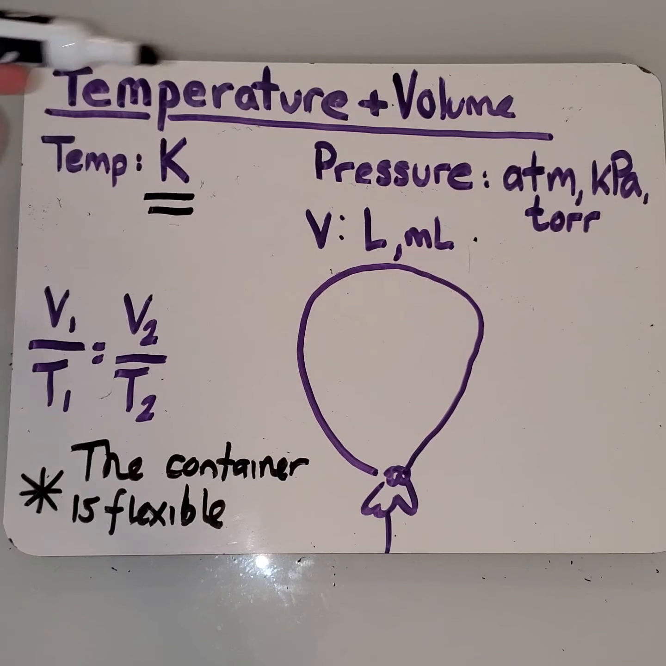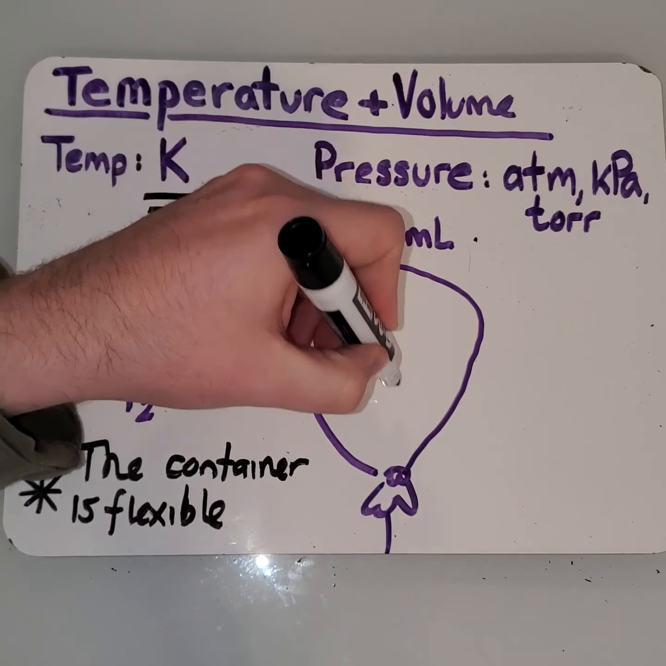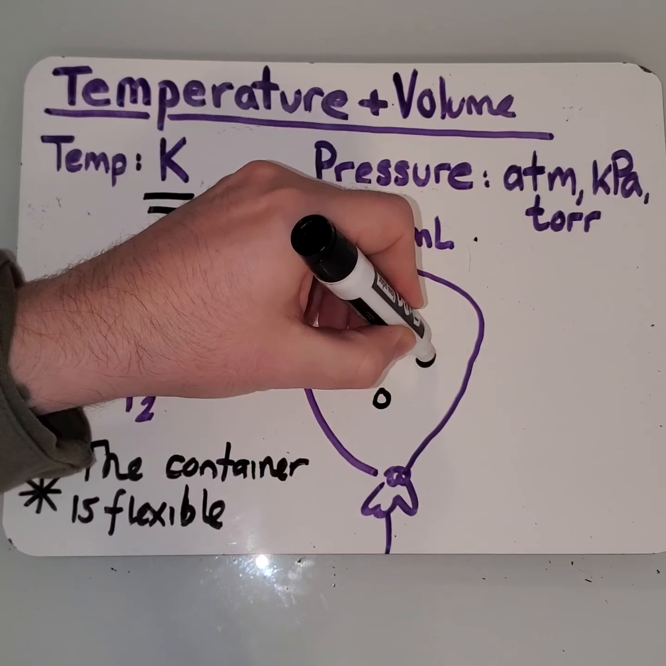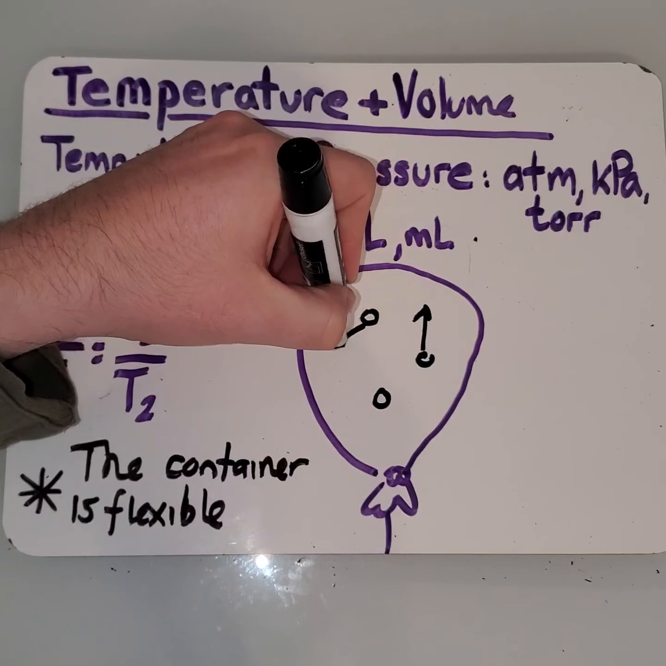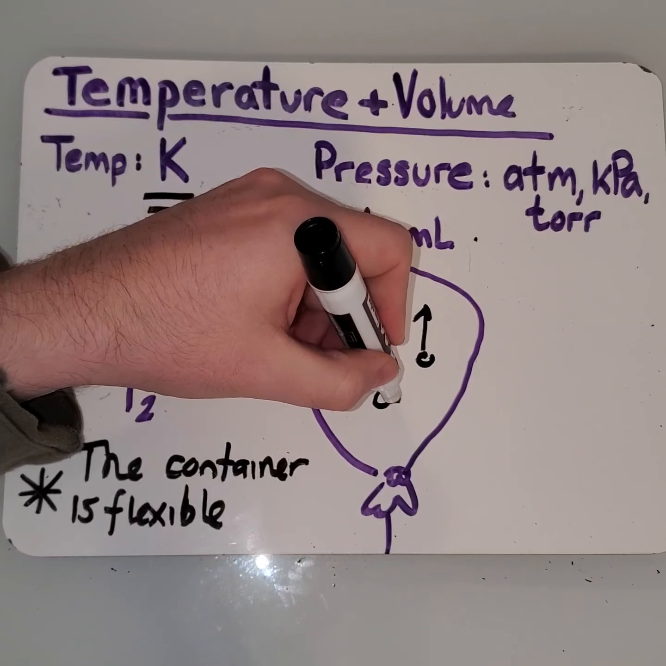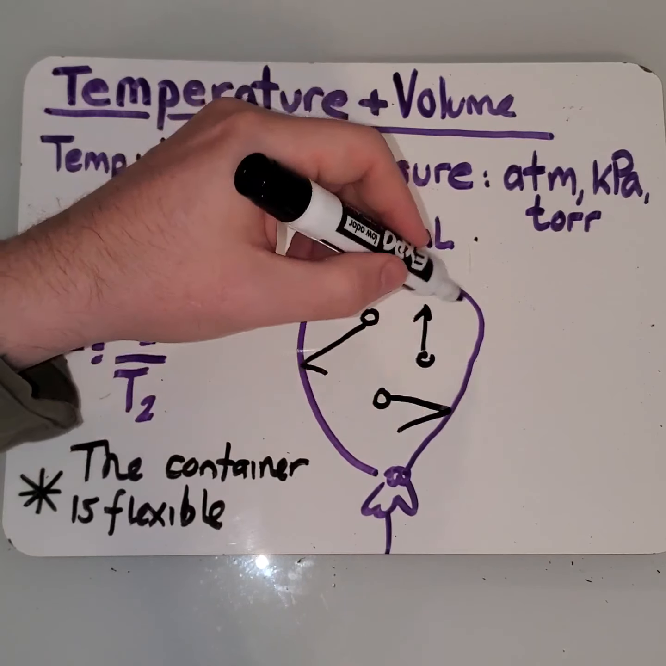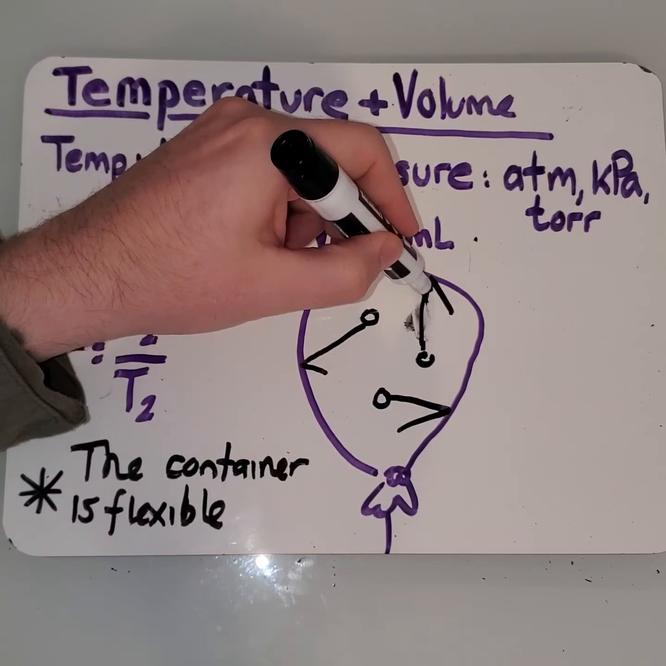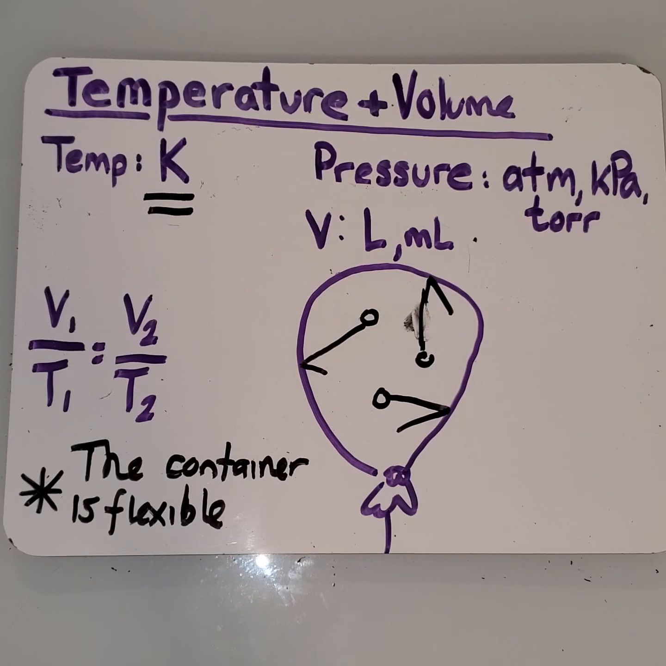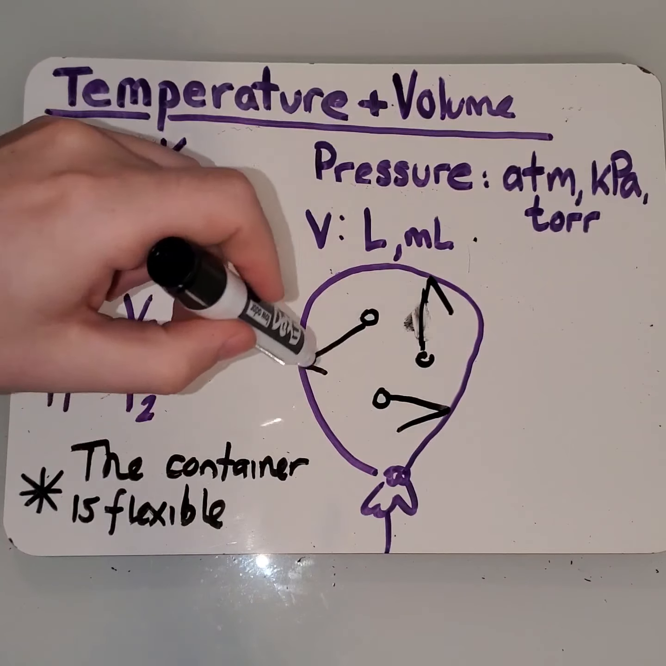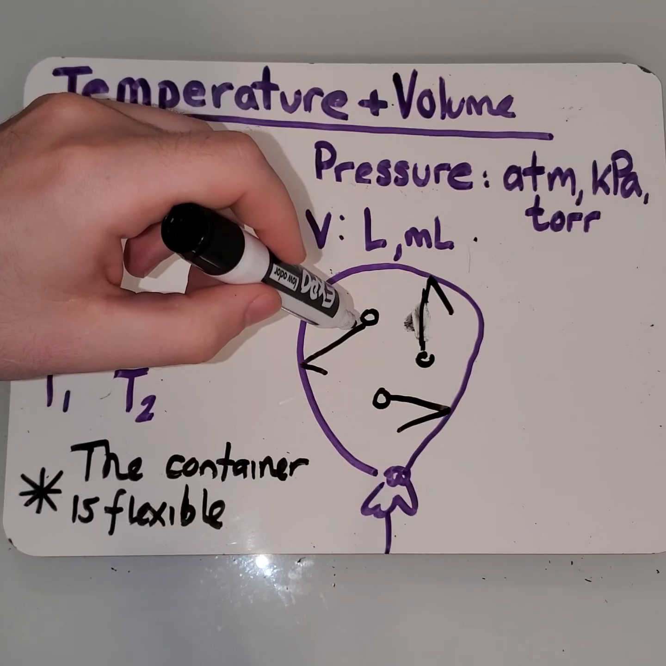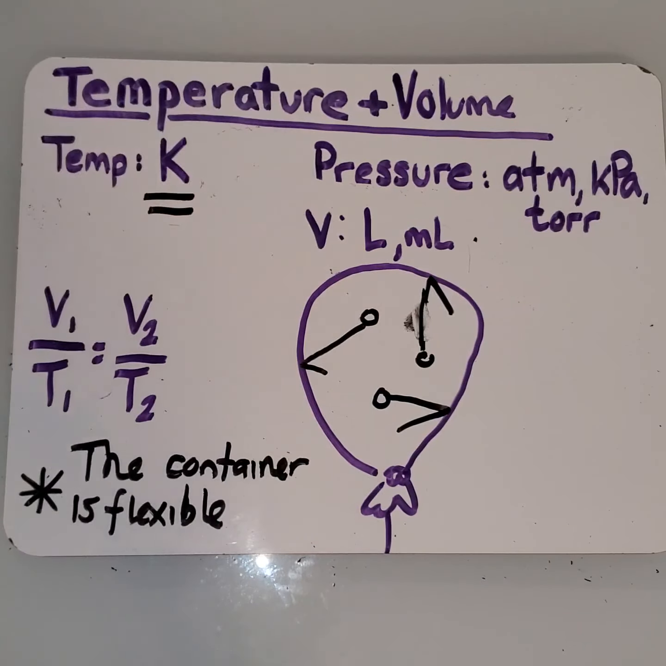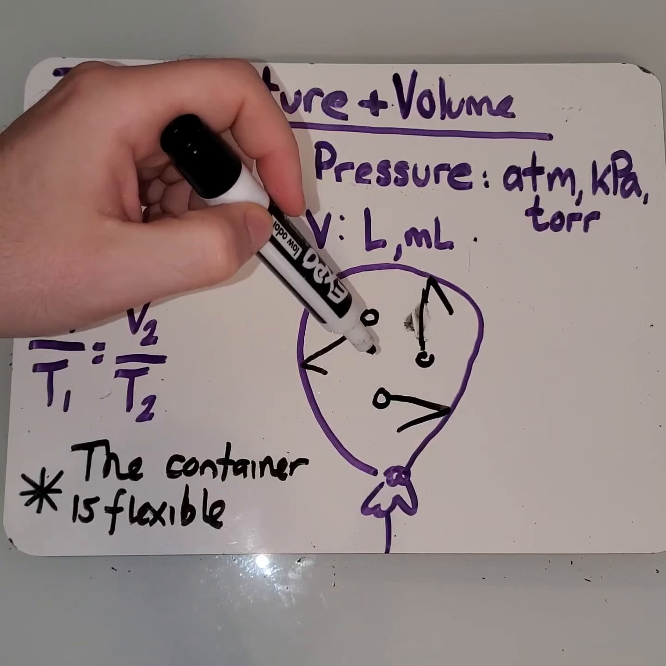Now, we have air inside a balloon, and those air particles are moving around. And we know that sometimes they're bouncing off the walls. And when they bounce off the walls, they're exerting pressure on the walls of the balloon. Now let's think, how could this affect the size of the balloon?